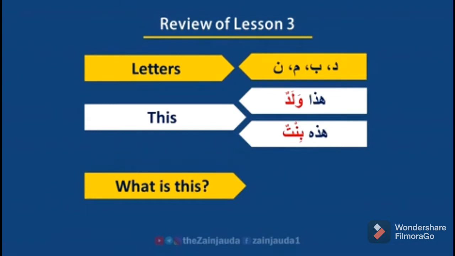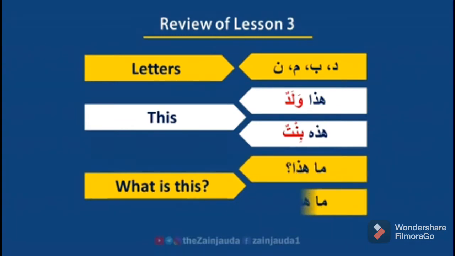The second grammatical information we covered was how to ask with what in Arabic. We said that the equivalent of what is ma, and if we want to ask what is this, we have 2 options. For a masculine we say ma hada, and for a feminine we say ma hadihi.